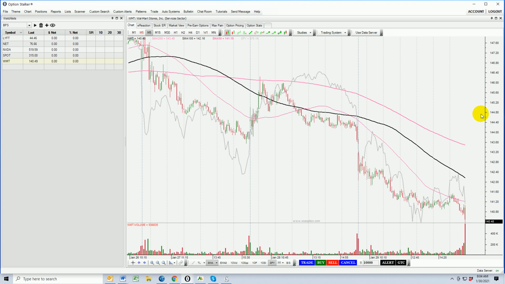And so you can see the strike price on Thursday, the stock price on Thursday was around $144 roughly at the close. Well, we were short, meaning we had sold the Walmart January 29th, the 143 puts. So we were short the 143 puts. We were long the 142 puts.